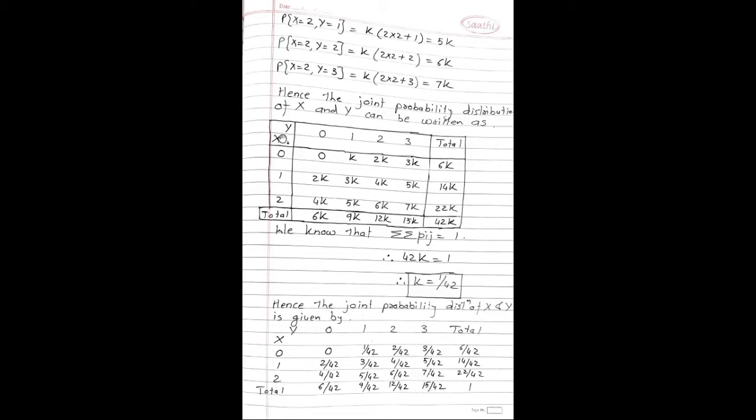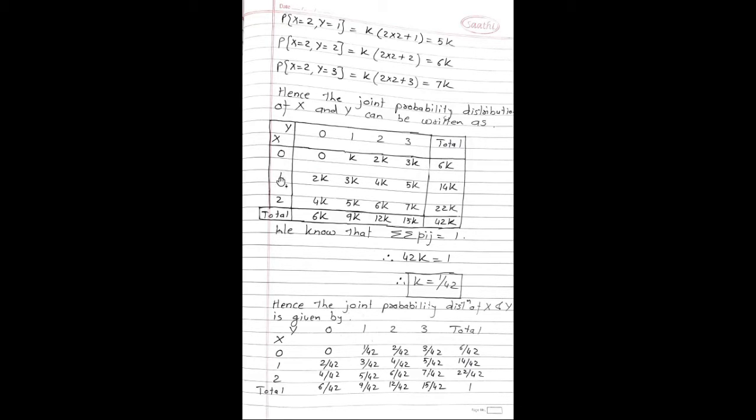as the values of x are 0, 1, 2. Values of y are 0, 1, 2, 3. X is equal to 0, y is equal to 0, the probability is 0. X is equal to 0, y is equal to 1, the probability is k. X is equal to 0, y is equal to 2, the probability is 2k. X is equal to 0, y is equal to 3, the probability is 3k.